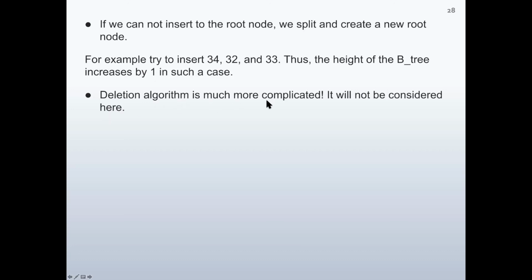Deletion algorithm is much more complicated. It will not be considered here.